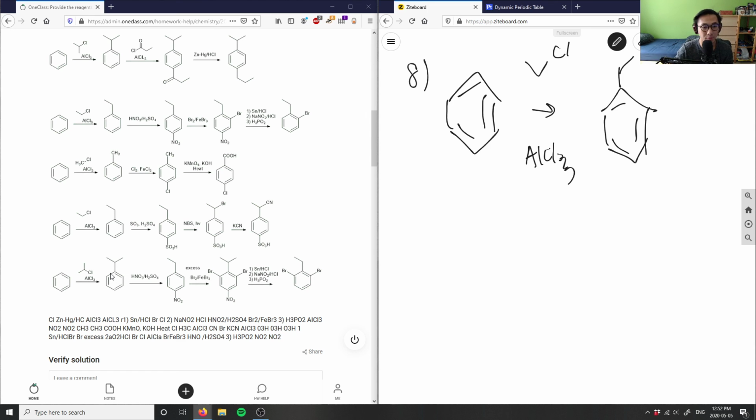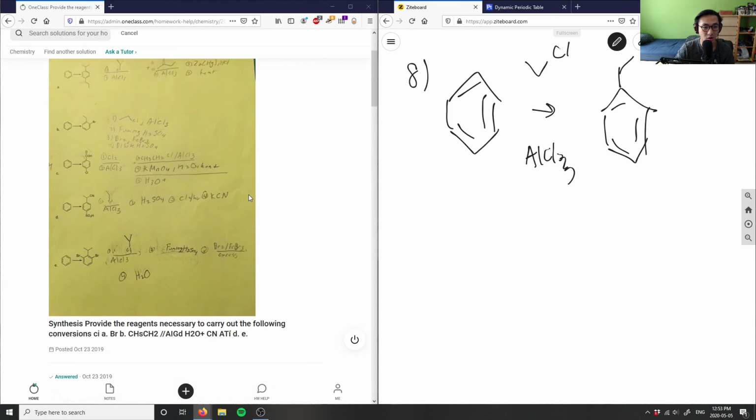I want to now block my para group here. So I'm going to use again nitric acid and fuming sulfuric acid to block off the para group, so I can brominate. Again, excess bromination would give me a bromine bonded on this carbon and this carbon as well. And then finally, to get rid of the protecting group, I have to use tin and hydrochloric acid, sodium amide, hydrochloric acid, and obviously phosphorus acid here. So these solutions are all correct.